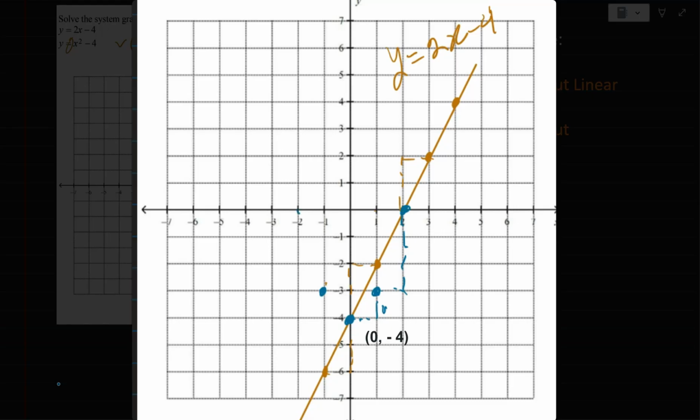You go up to the -2. Again, you go right 1 unit, up 1, that's 1. This is 3. The next one will be, you go over 1, and this one will be 5. So 1, 2, 3, 4, 5. So that's the next point. So you go up 5.